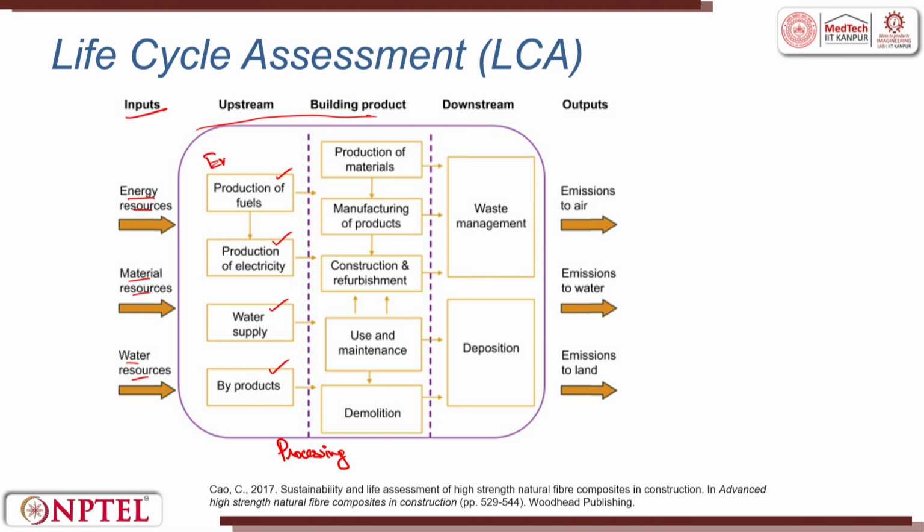So this is extraction. Extraction of, I would say, RM, that is raw material. And then comes production of materials, production of products, construction and refurbishment, use and maintenance and demolition. Out of this, we generate waste and deposition. These are downstream activities, and these emissions goes to air, to water and to land, which I would like to put it as cradle to grave.